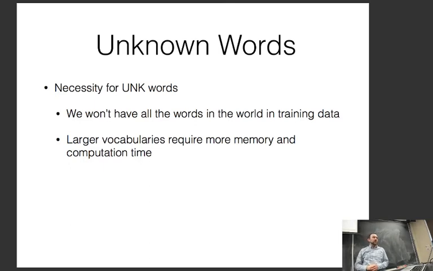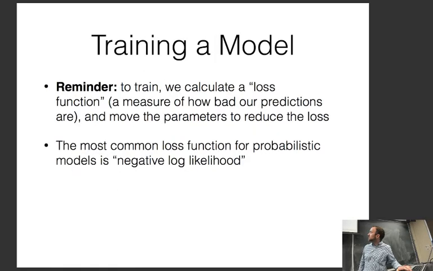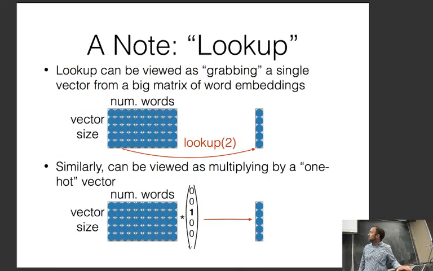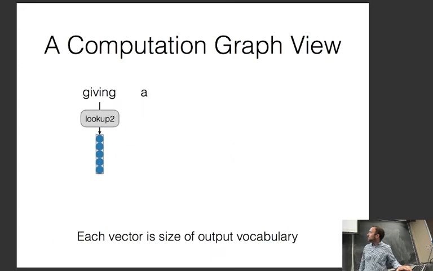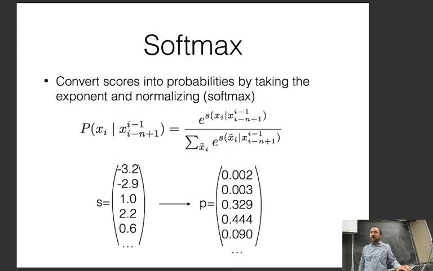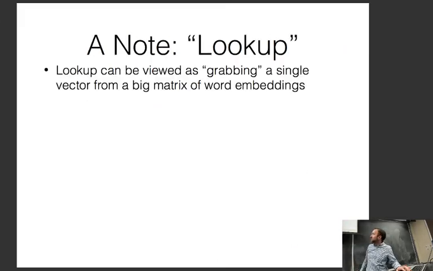The reason why they require more memory is because the big matrix containing all of your parameters for each word gets larger. The reason why they require more computation time is because things like this softmax function operate over the entire vocabulary. Things like adding up the parameters here also operate over the entire vocabulary. So if your vocabulary gets larger, the time increases linearly.